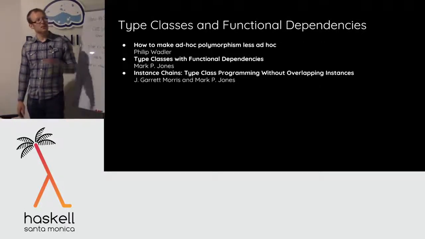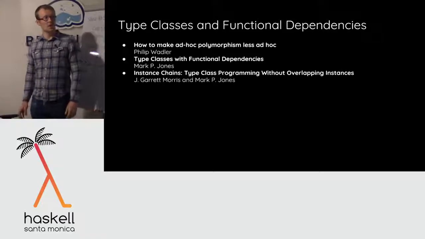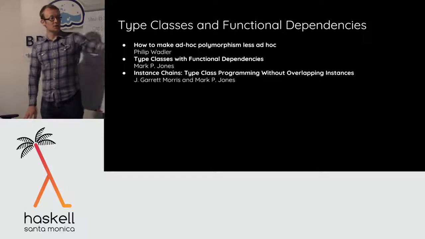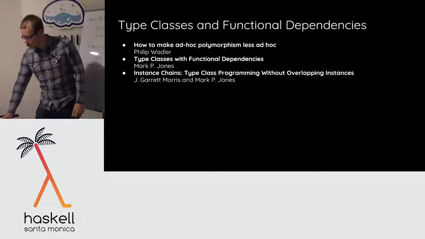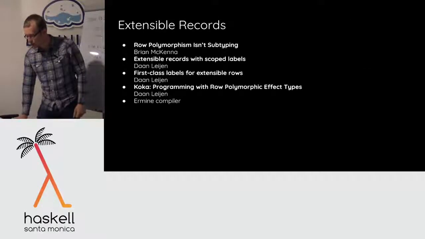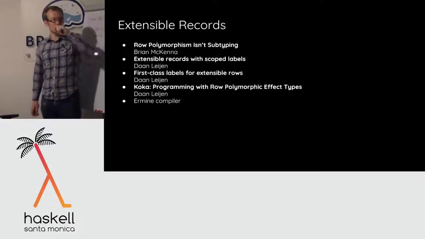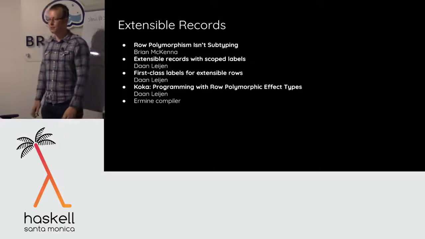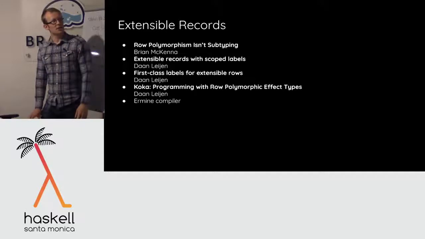Type classes and fundeps. The original type class papers are great. How to Make Ad Hoc Polymorphism Less Ad Hoc by Phil Wadler is a great paper. And the original functional dependencies papers by Mark Jones are also great. Mark Jones also co-authored the instance chains paper, which has a nice summary of some of the fundeps material as well. If you're interested in extensible records, Brian McKenna has a fantastic blog post from a few years ago called Row Polymorphism Isn't Subtyping. And he also implemented the Roy compiler, which is where I originally saw row polymorphism and wanted to implement it.